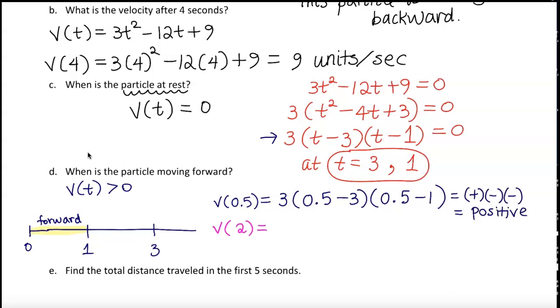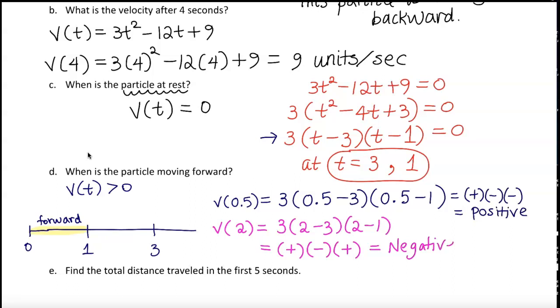the next number. I picked 2 because 2 is in between 1 and 3. Let's see the sign of this. 3 times 2 minus 3 times 2 minus 1. That is positive 3 times 2 minus 3 is negative. 2 minus 1 is positive. Well, if you do this multiplication, I will get a negative answer, right? So what does that mean? That means the velocity is negative. This is moving backward.